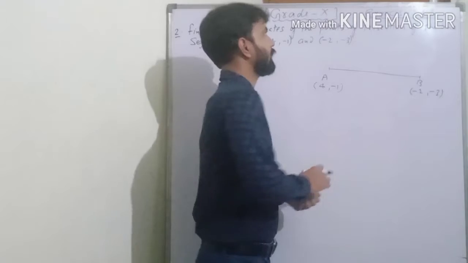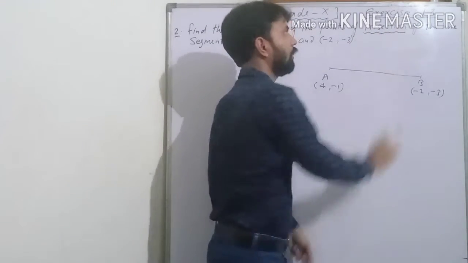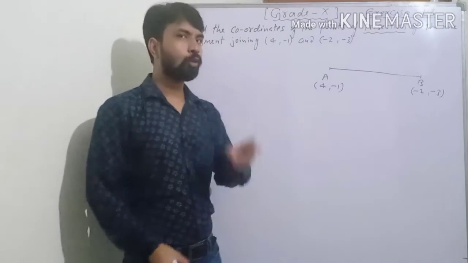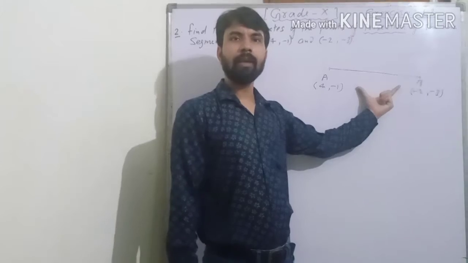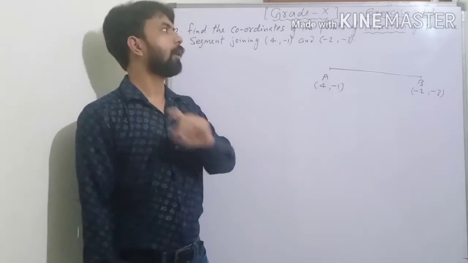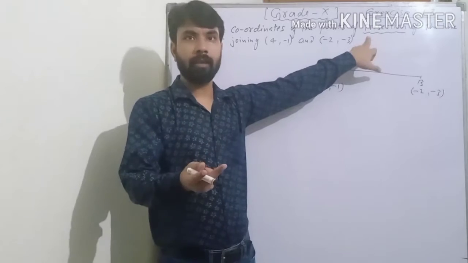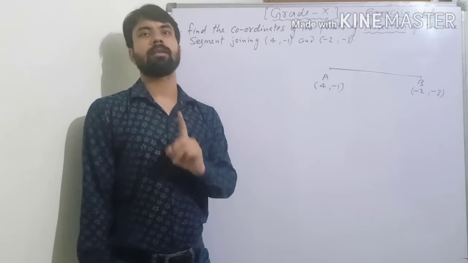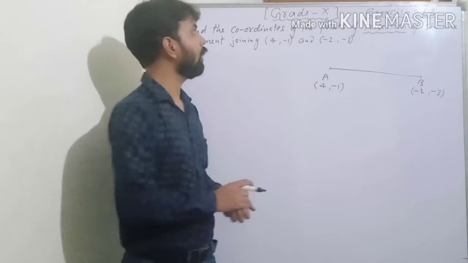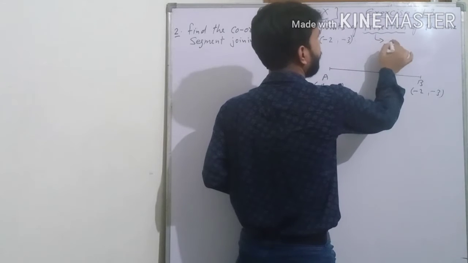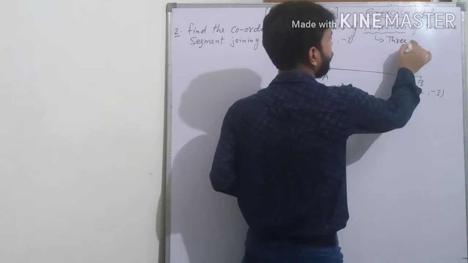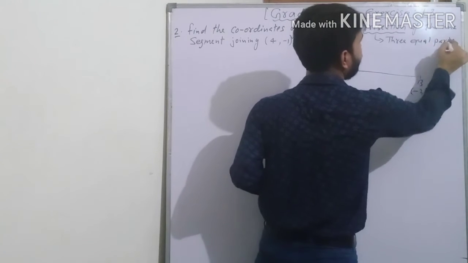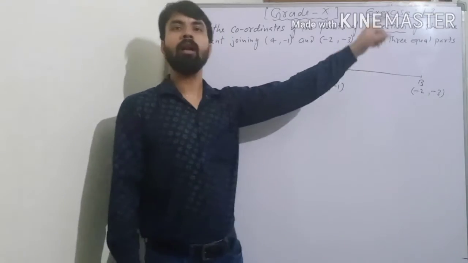There is a word trisection. So what is the meaning of trisection? Trisection means 2 points divide this line segment into 3 equal parts. Tri means 3. We have to divide this line segment into 3 equal parts. Are you getting this? Trisection means division of a line segment into 3 equal parts.